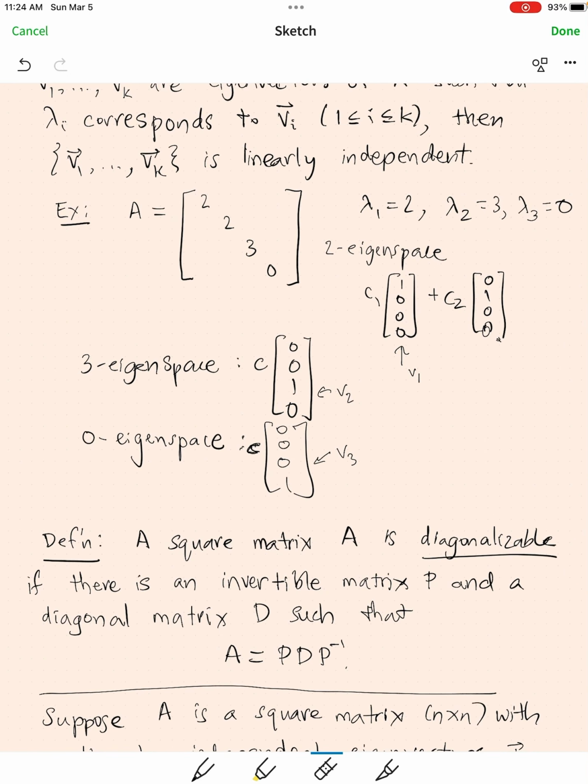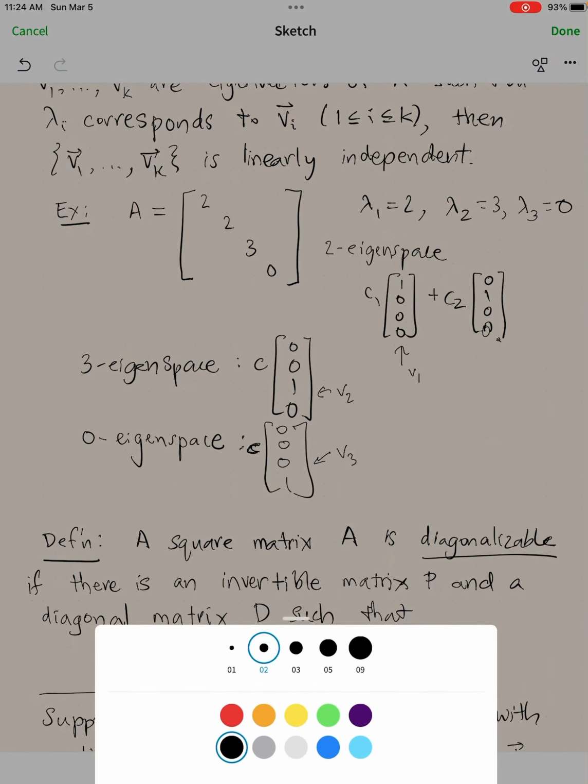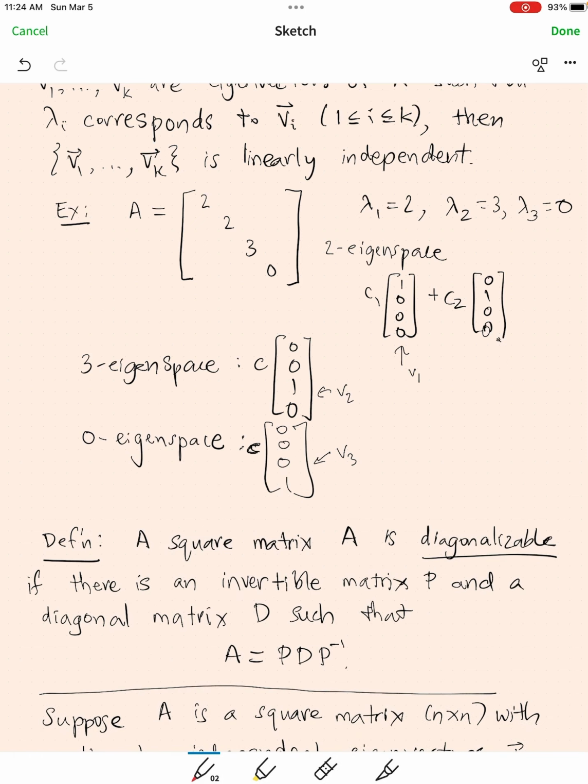So that matrix is diagonalizable. Now what about this matrix? This diagonal matrix. Is this matrix diagonalizable? Yes. As you might expect from the name, it's a diagonal matrix. And well, we already found eigenvectors. This time I have 1, 2, 3, 4 linearly independent eigenvectors.